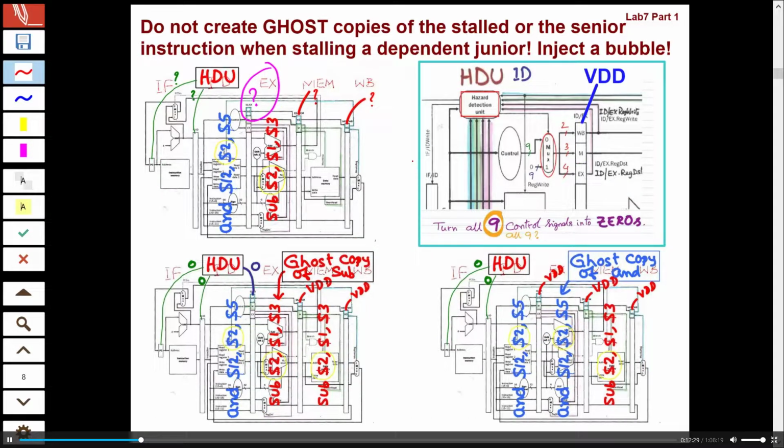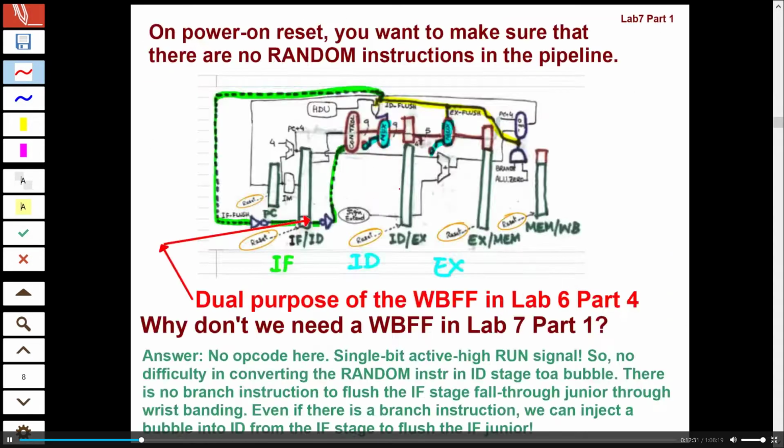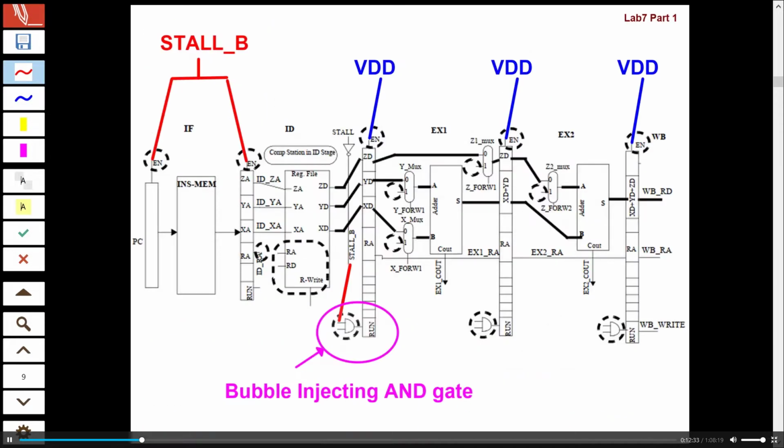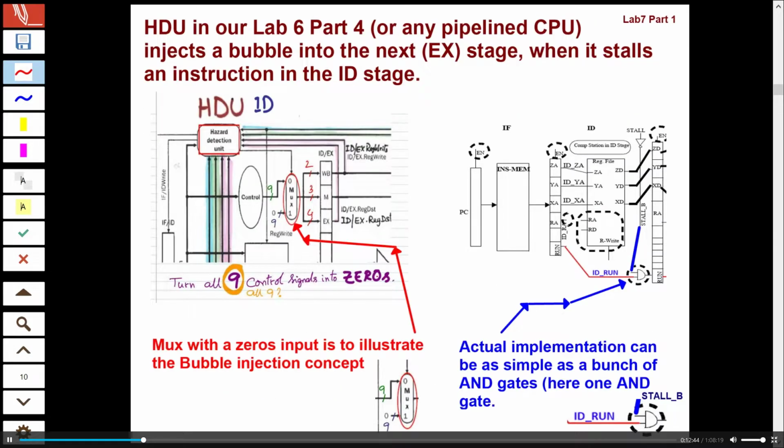Okay, so do we do the same? Yes, we do the same here. We do the same here. For example, we inject the bubble, but bubble injection through a multiplexer, by sending zeros through a multiplexer, is for illustration. All you want is to turn the control signals to 0, which can be done by an AND gate, to which you can send a 0.